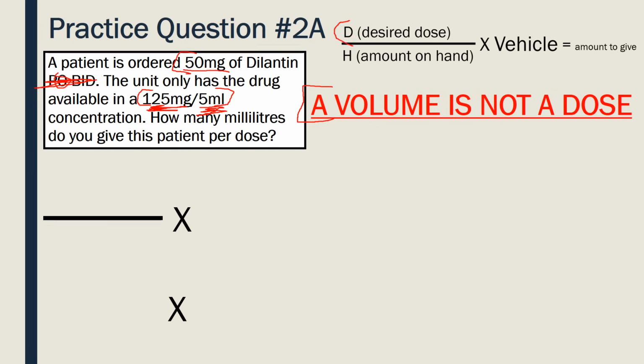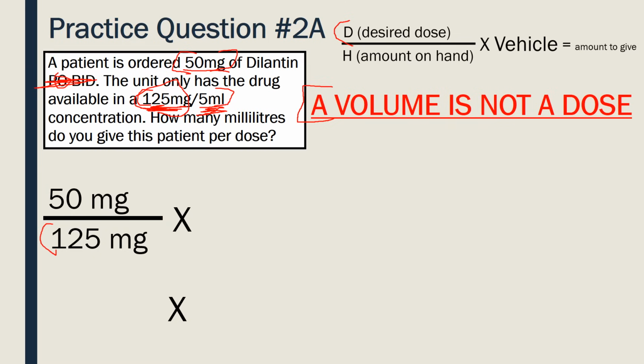So we're going to start with the desired dose. The desired dose is what the patient has ordered. So the patient is ordered 50 milligrams, and we're going to put that right at the top. Next up, we're going to put the on-hand amount. The on-hand amount is this part right here. 125 milligrams is what you have on hand. And remember, we're not putting the milliliters here because that's not a dose. That is a volume. So we put 125 milligrams down here.